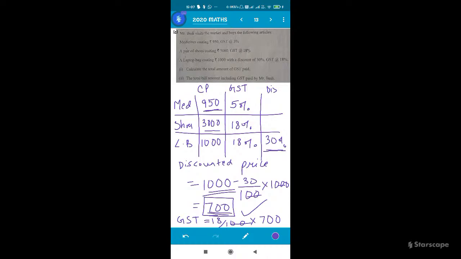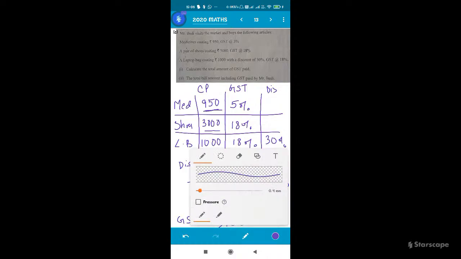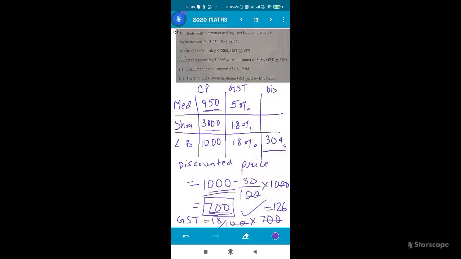So it is 700. So over here we are getting 126. 18 into 7, 126. So this is the GST which he has to pay for the laptop bag. I hope it is clear. Now using this GST, we are going to find the total amount which he has to pay for the laptop bag. So let's do it.